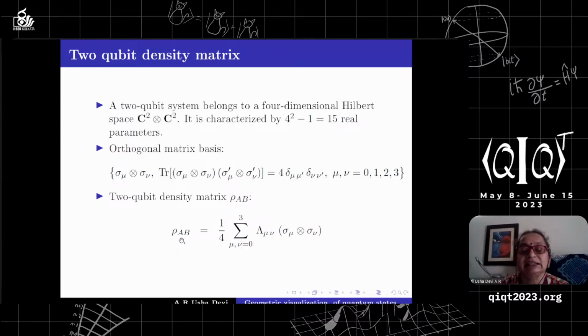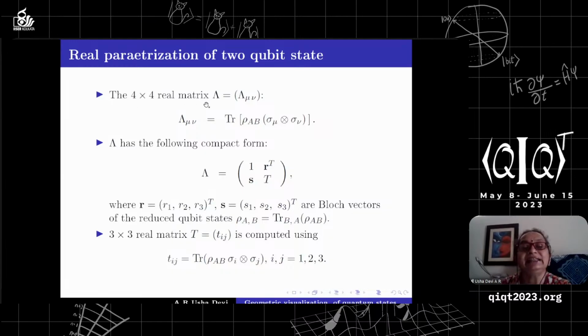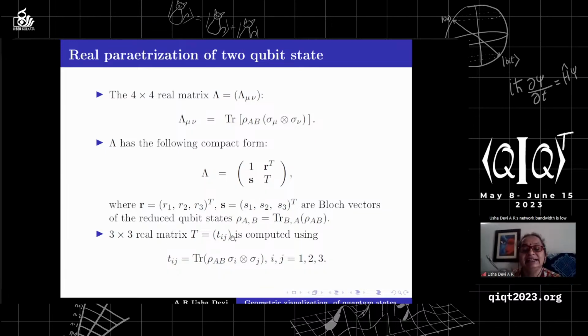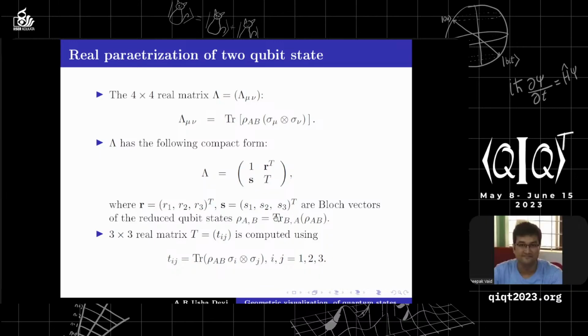Because the density matrix is Hermitian, the matrix lambda mu nu, with indices mu nu, is a real matrix, but not symmetric, not Hermitian. It is a real matrix. That's all, no other properties. If I write the 4x4 real matrix, it has a form given in this particular way, where R is the Bloch vector of the single qubit. There are 2 qubits. One of the qubits has Bloch vector R1, R2, R3. Another qubit has S1, S2, S3. And then I have a correlation matrix T, which is real.